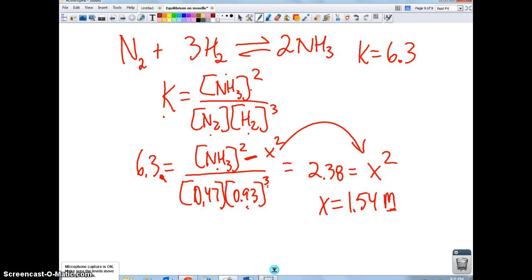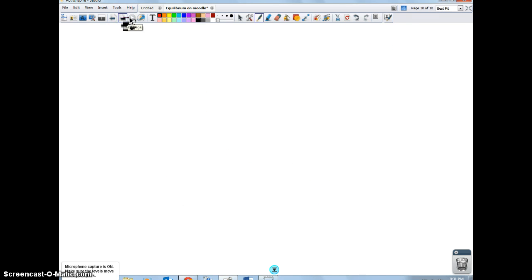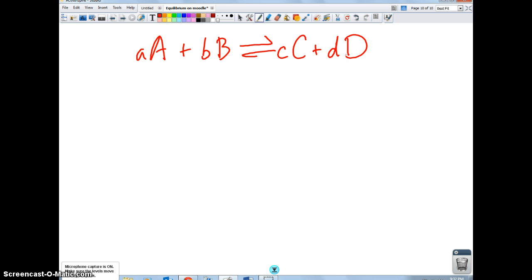As we go through these problems, there's something else that we need to keep in mind, and that is what this value of K means. So if I'm looking at A plus B forming C and D, there's something to keep in mind here. If K is a value that is greater than 1, what does that mean mathematically? Well, remember that K is products over reactants, right?